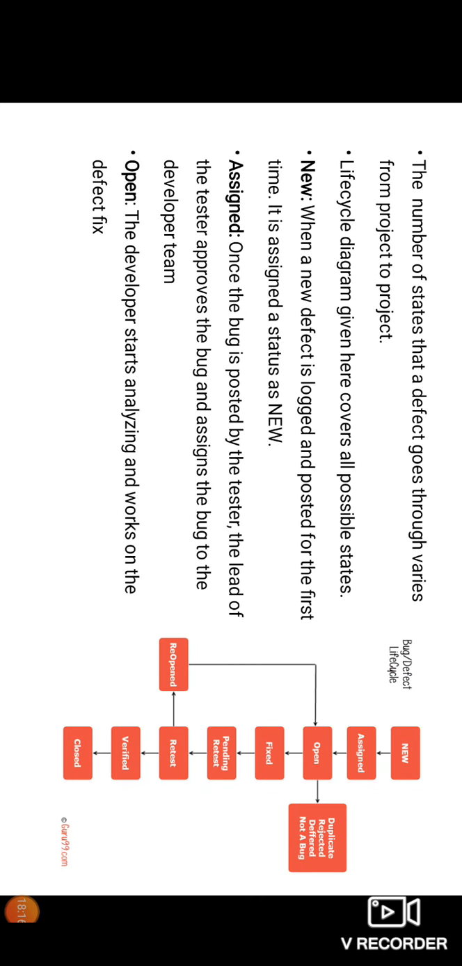Now, the number of states that the defect goes through varies from project to project. These are the common states. We generalize the stages of a defect life cycle into: the first stage is new, that is when a defect is newly found. When a new defect is logged and posted for the first time, it is assigned the status new. We have discovered the defect for the first time, it is logged for the first time, and it is entering the state new.